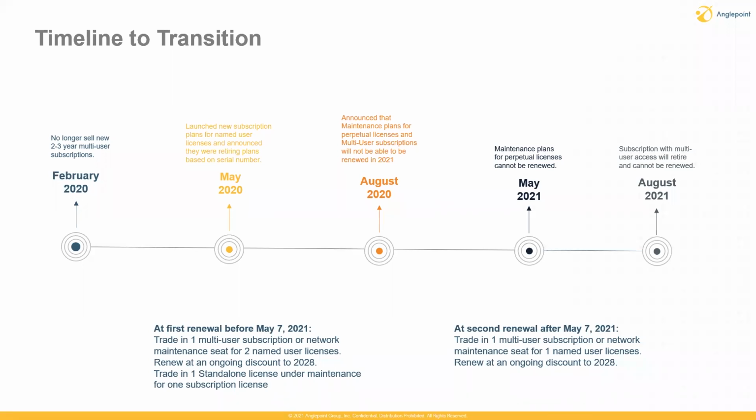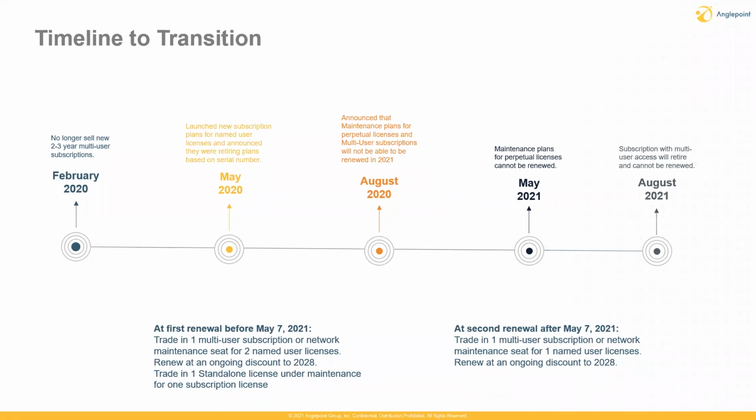In August last year, it was announced that the maintenance plans for perpetual licenses and those multi-user subscriptions would not be able to be renewed in 2021. They would then become the named user subscription licenses. For maintenance plans for the perpetual licenses, these end May 7 this year, and then the subscription for multi-users has been extended to August this year.